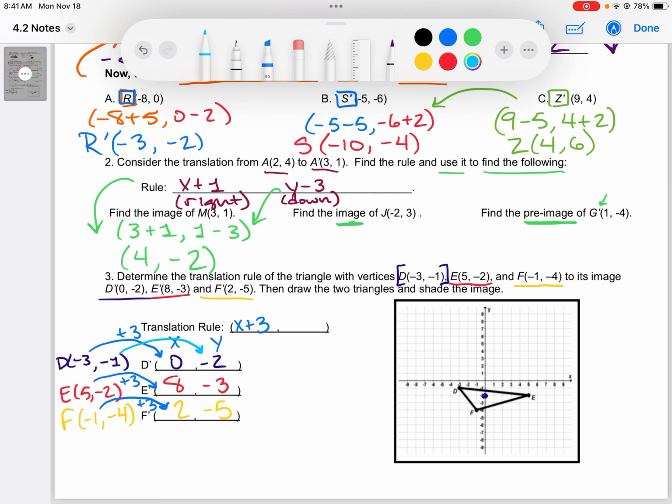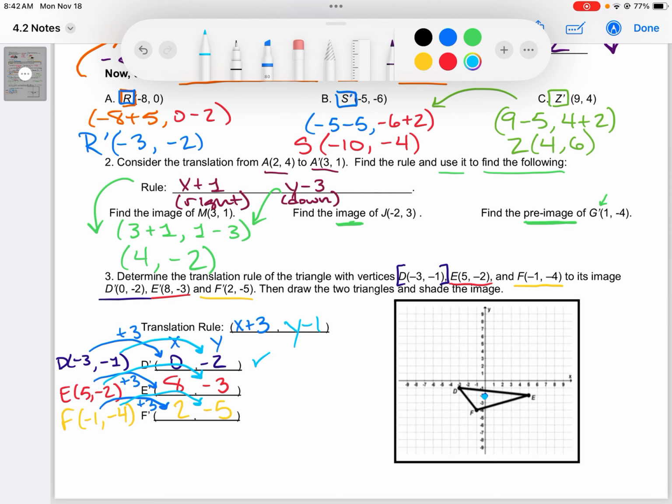And then looking over at my y's, I go from -1 to -2, I get more negative by 1. I go from -2 to -3, I got more negative by 1. I go from -4 to -5. So all my y's, I'm actually taking one more away from them.